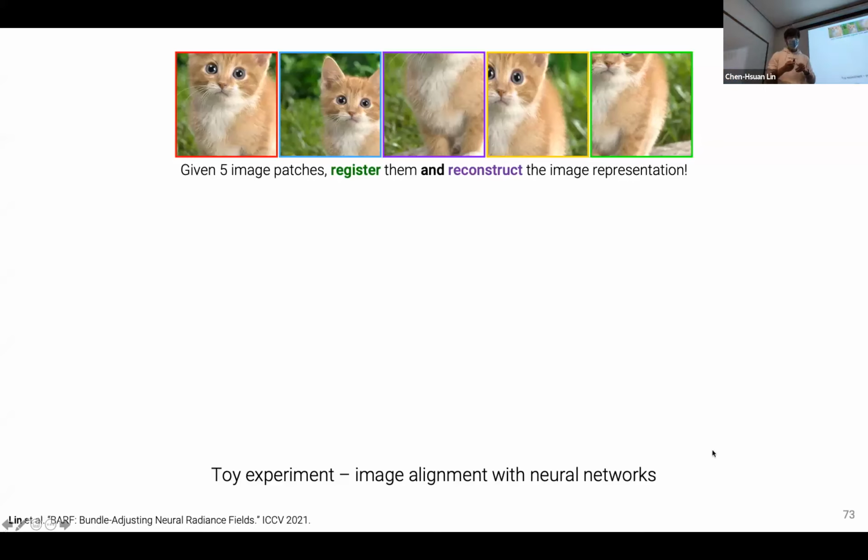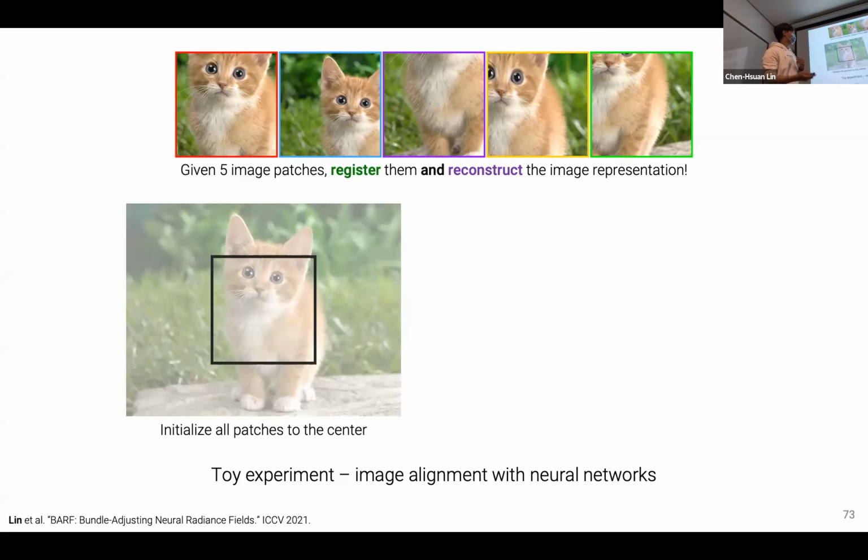Okay. So here we can look at some of these examples, where we try to align different image patches all together. This is a very toy example where, assuming that we only have these image patches, we want to try to find what the patches are.